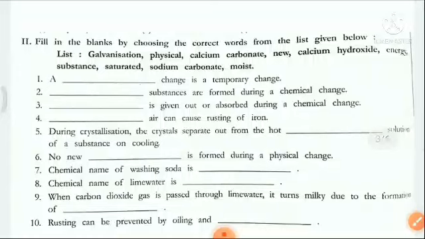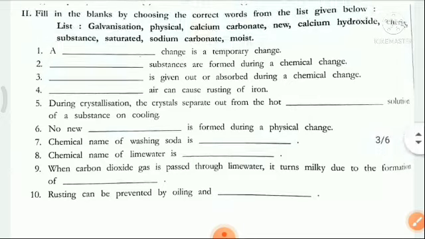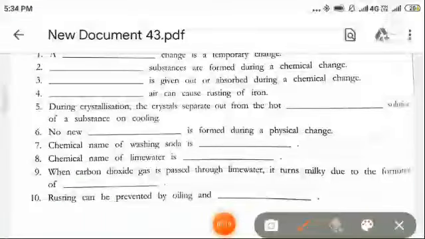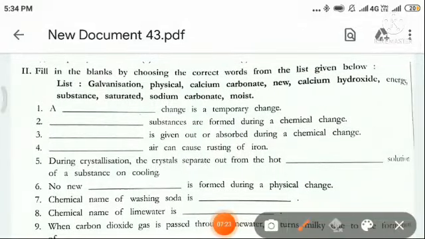Now, no new substance is formed during a physical change. So no new substance is formed during a physical change. Okay, now question number 7, chemical name of washing soda. So the chemical name of washing soda is sodium carbonate. Okay, so for question number 7 your answer is this, sodium carbonate.